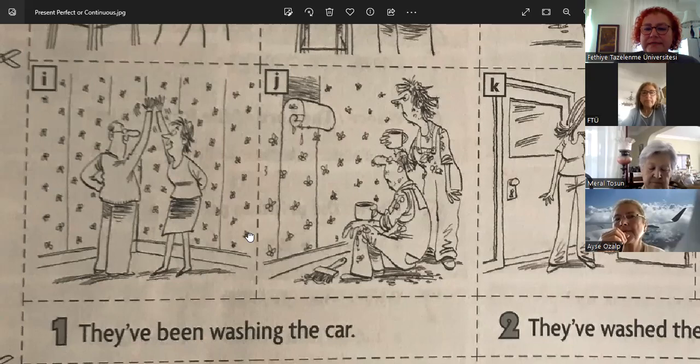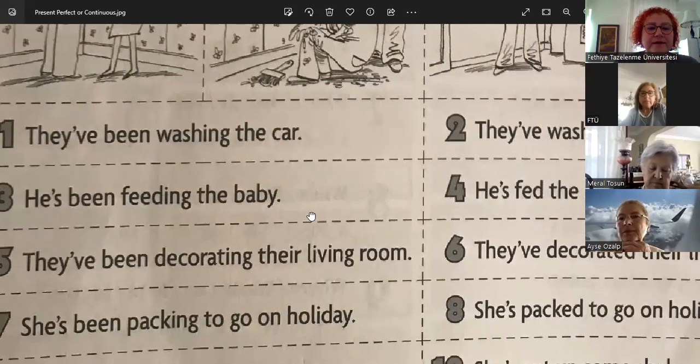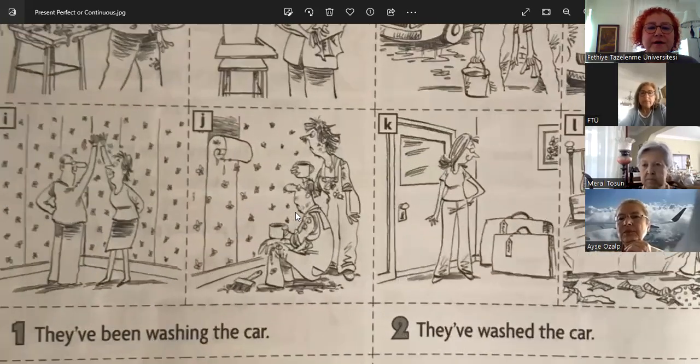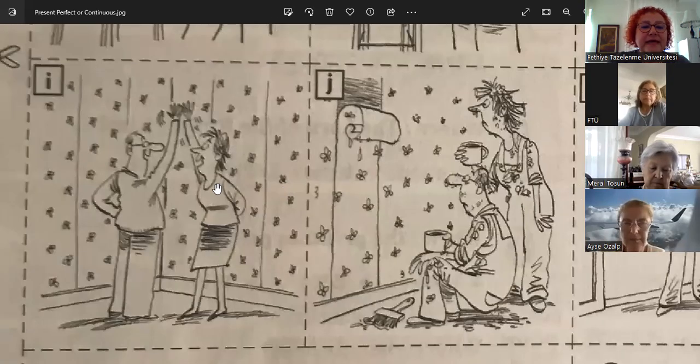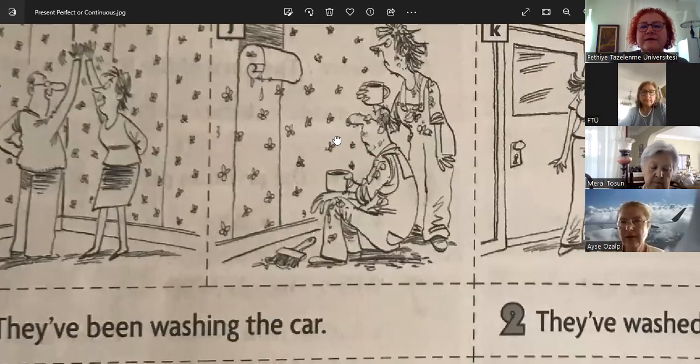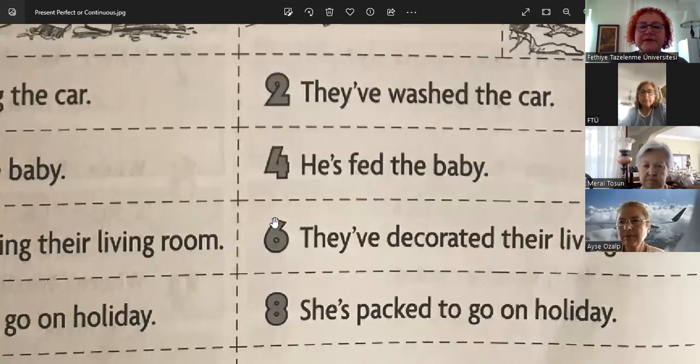So we say here, they have been decorating their living room. Picture J. They haven't finished it yet. Yes, continue now. Bitirmemişler. Dekore etmekteler. They have decorated their living room. Mission completed. They have decorated their living room.